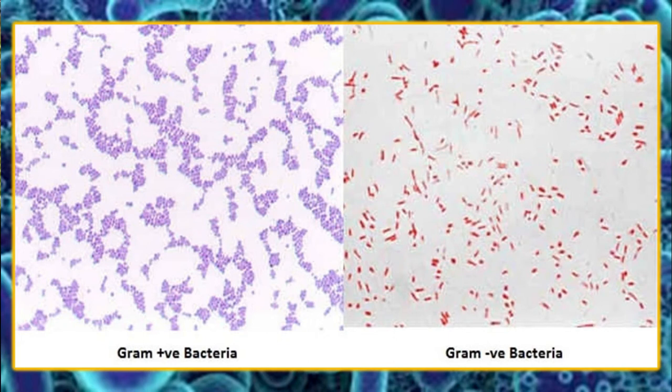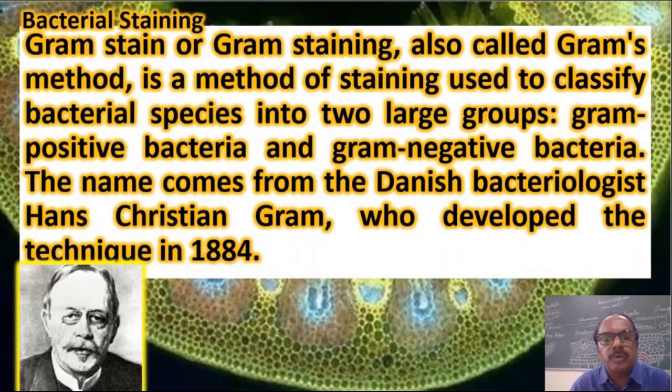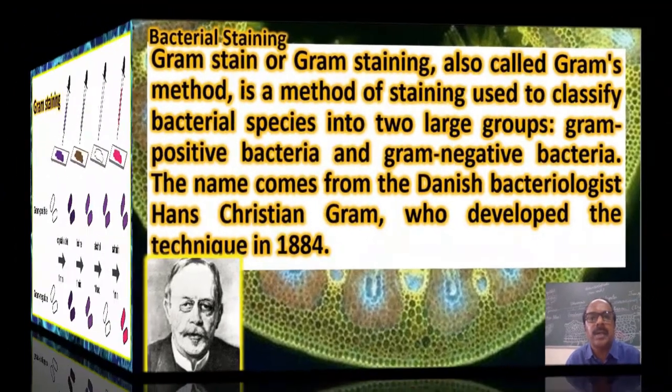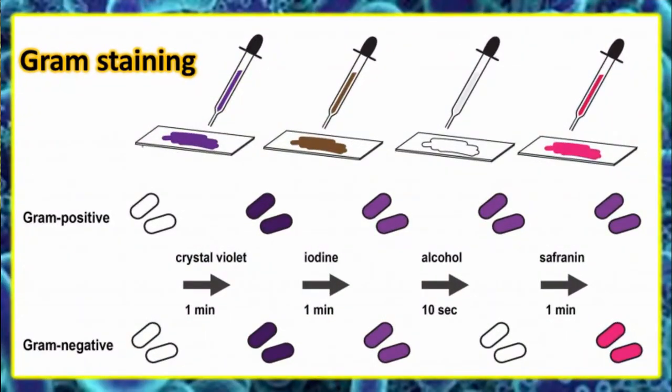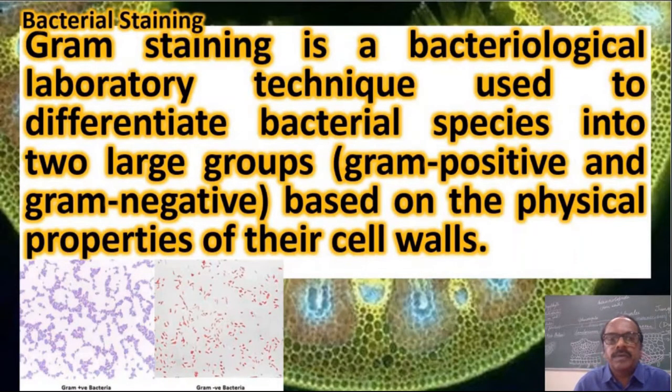We will study gram staining in detail in the practical class, and I'll make a separate video on gram staining and post it later. In this class, let us only know the definitions and the basics of different types of staining of bacteria. The first one, as I mentioned, is called gram staining of bacteria. It's a bacteriological laboratory technique used to differentiate bacteria, as I mentioned, into gram-positive and gram-negative.